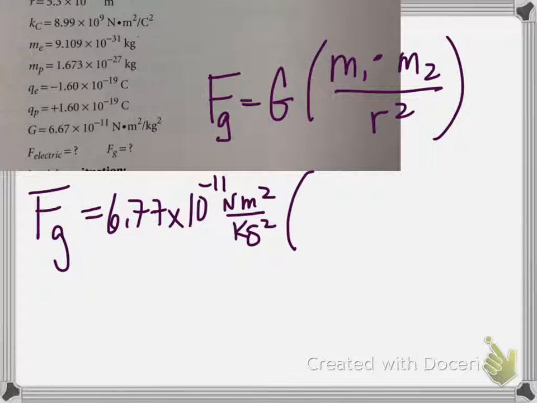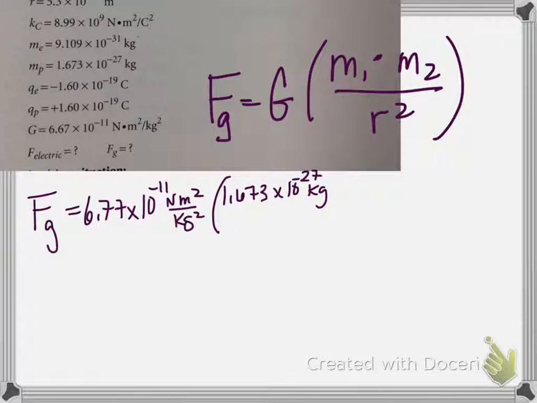So the mass of the electron, well, we'll do the mass of the proton first. Mass of the proton is 1.675, nope, that's a neutron, sorry, 1.673 times 10 to the negative 27th kilograms. It's pretty little. And mass of the electron, 9.109 times 10 to the negative 31st kilograms.